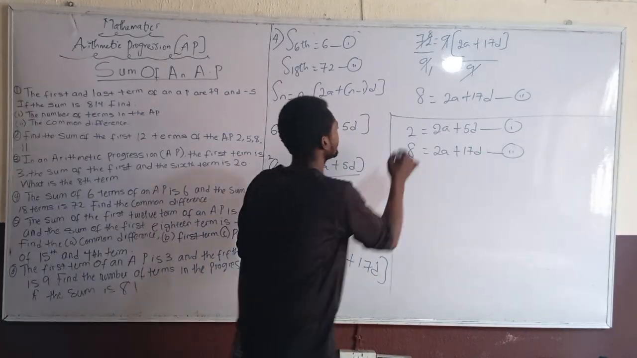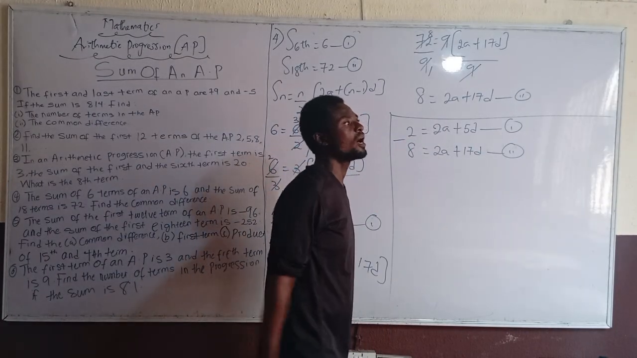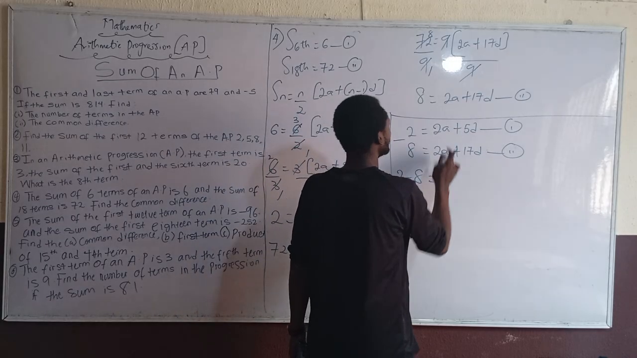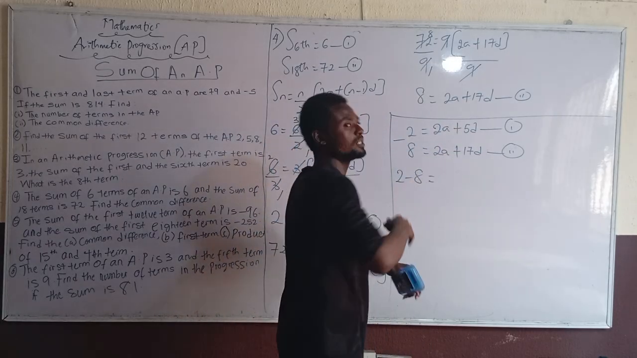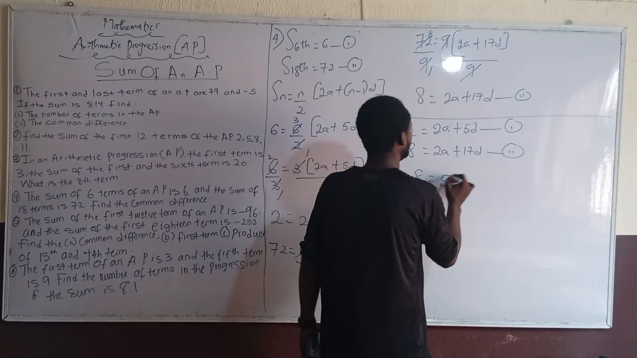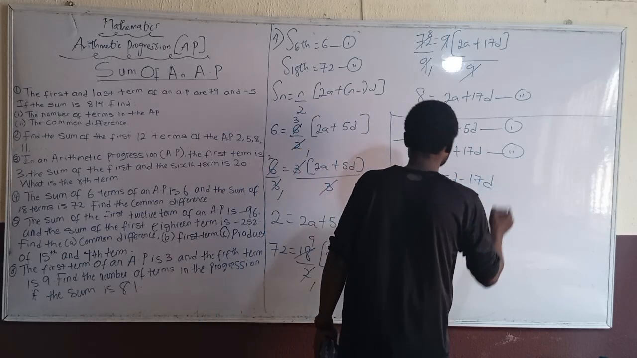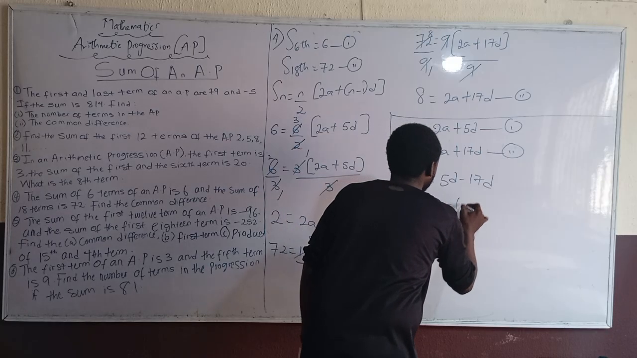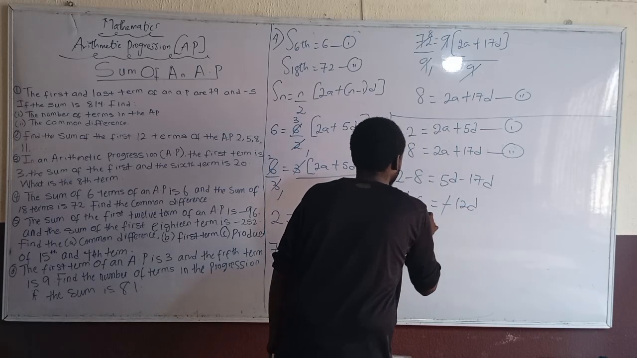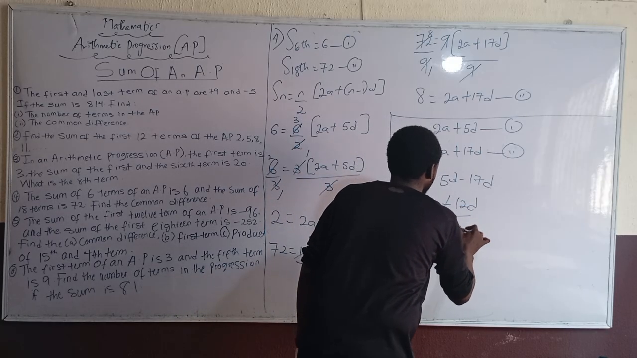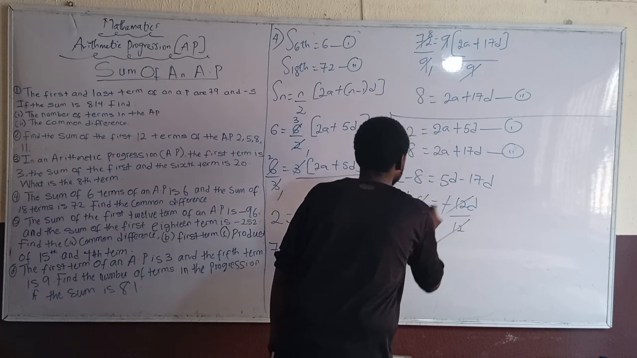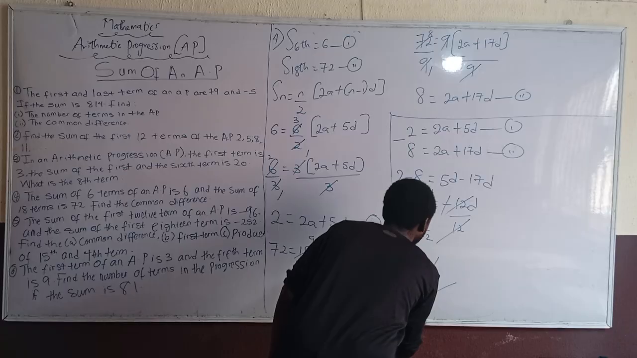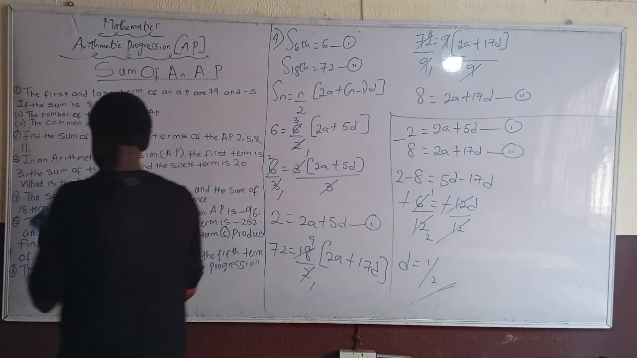I can eliminate because I have my a having the same coefficient. So 2 minus 8, 2a minus 2a is 0, equals 5d minus 17d. Yes, minus 6 equals what? Minus 12d. Balance, cancel minus, divide by 12, divide by 12. This cancels this, 6 here 1, 6 here 2. So my common difference is 1 over 2. That is what I was told to calculate.